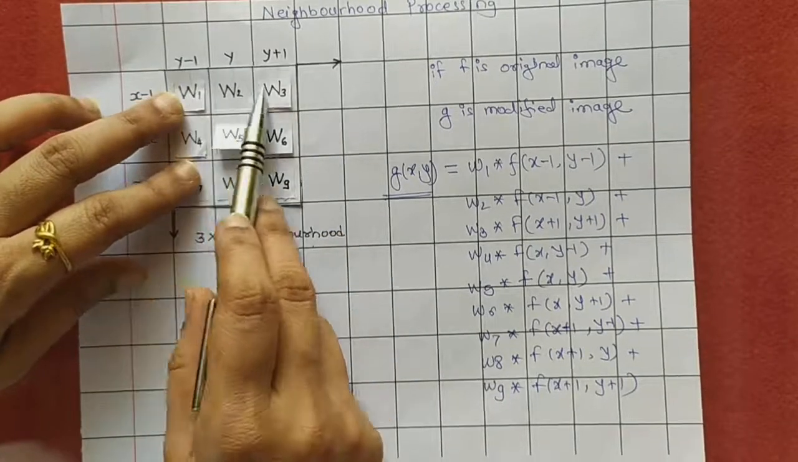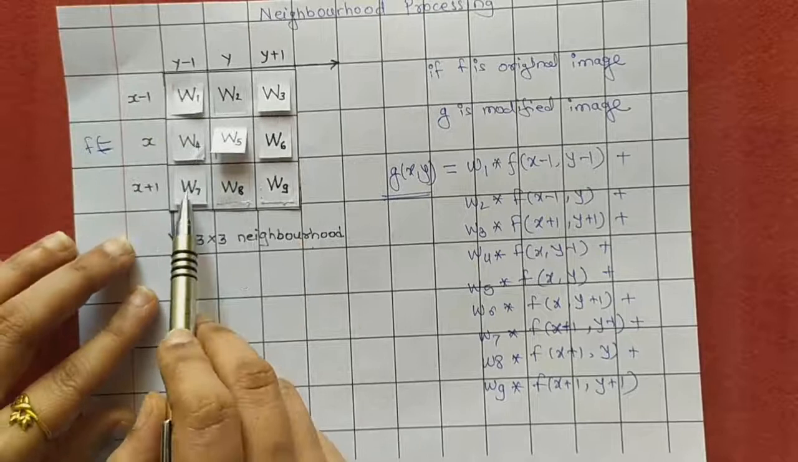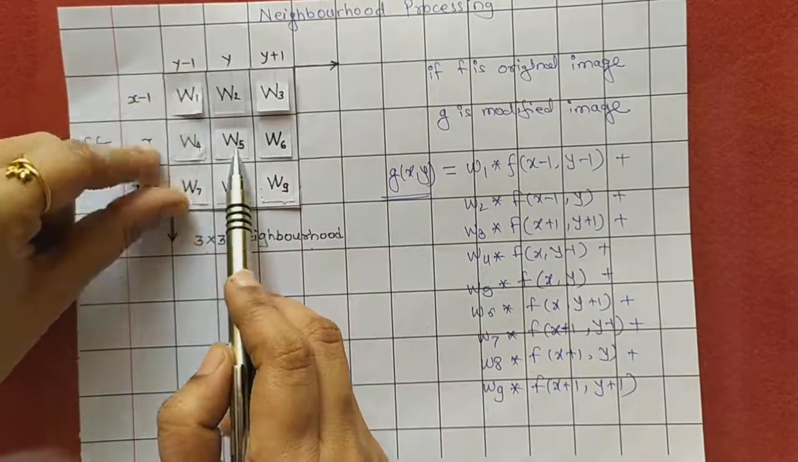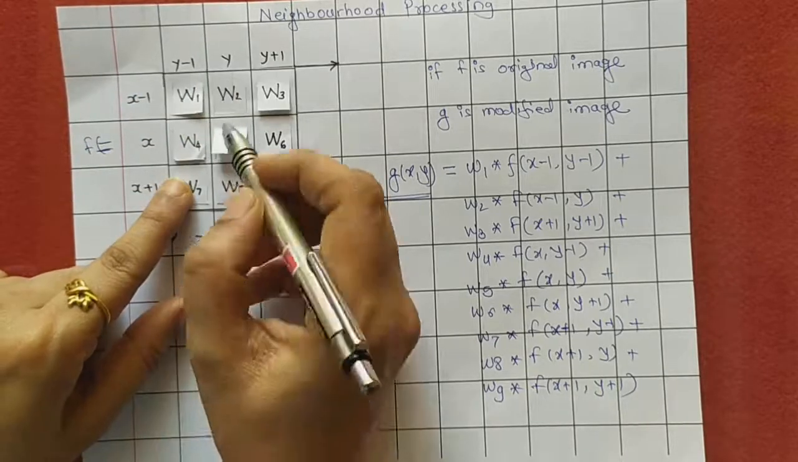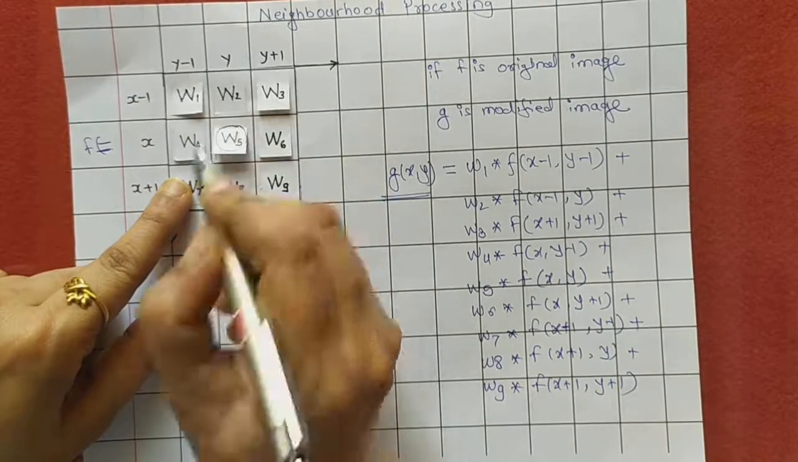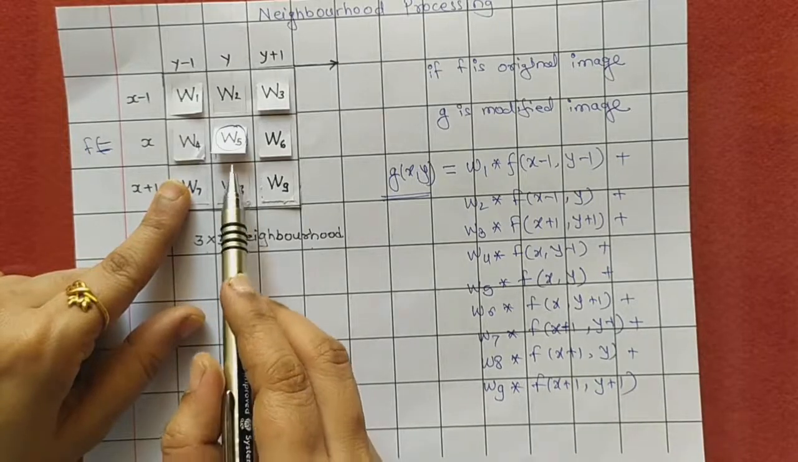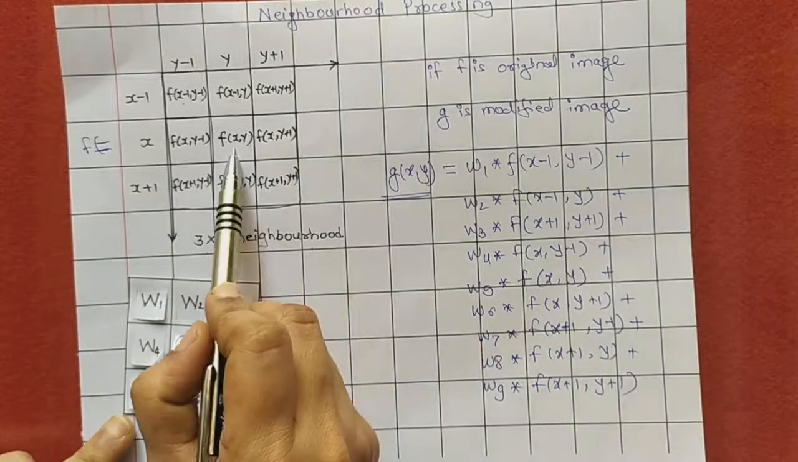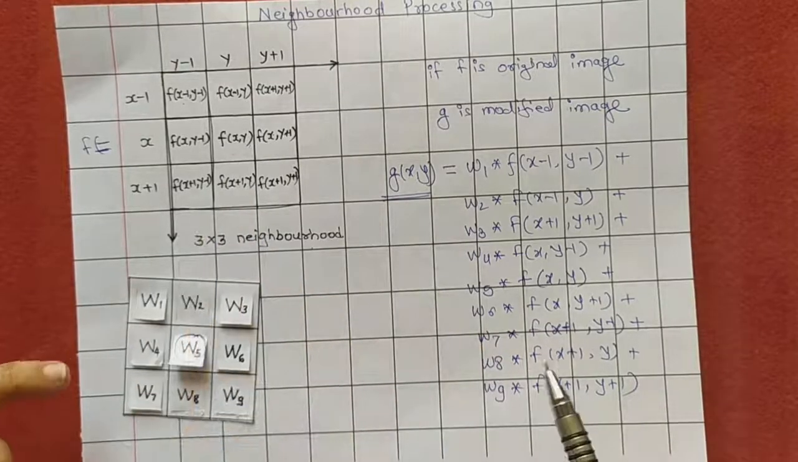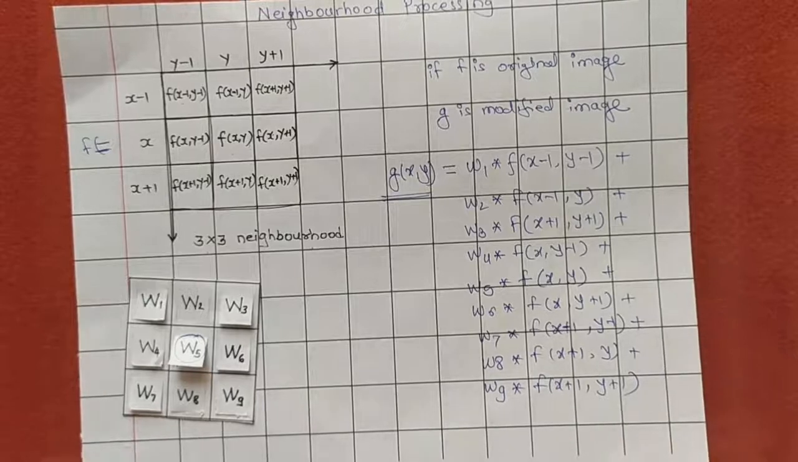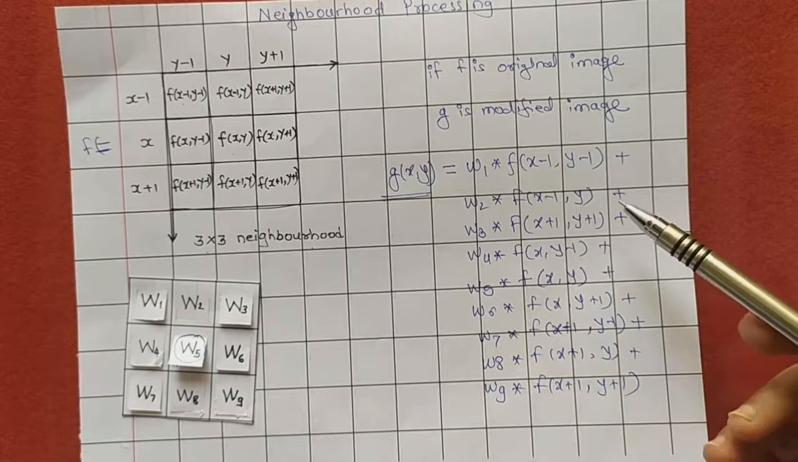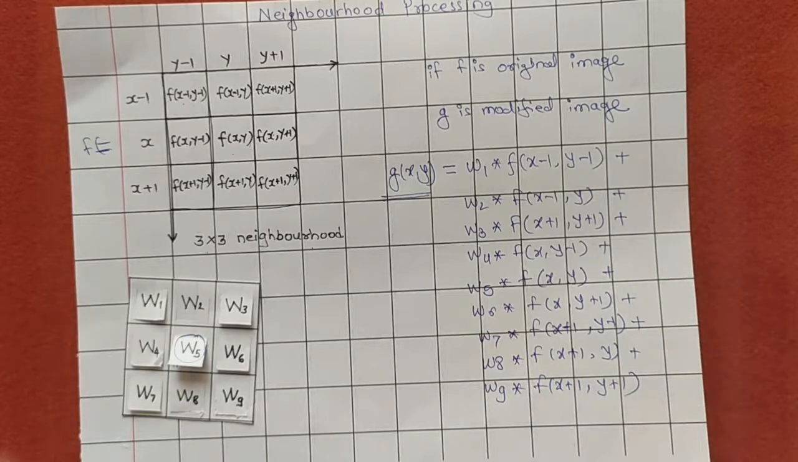So here, if we consider this as our 3 by 3 mask, the center of this mask is nothing but this W5, or this location is the center of our mask. So what we'll do is put the calculated value of g of xy at the position of f of xy. If you observe, this procedure is similar to the convolution procedure. This is how neighborhood processing can be done.